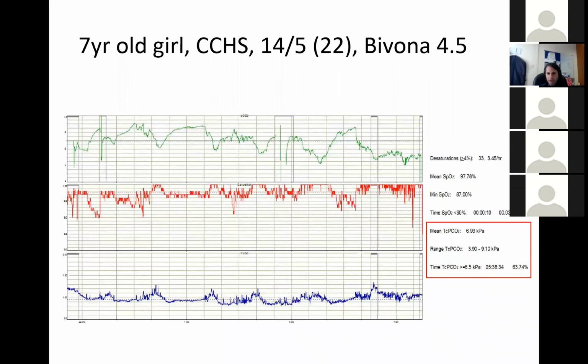This is another patient, a 7-year-old with CCHS that I mentioned before. They typically have this fluctuating CO2 over the course of the night. And unlike other people, their worst symptoms are actually during non-REM sleep. And you can see in this patient that their CO2 is high, 6.93 over the course of the night, with 63% of the time spent above 6.5. And this child was ventilated via a tracheostomy. And we noticed there was quite a big leak with this tracheostomy.